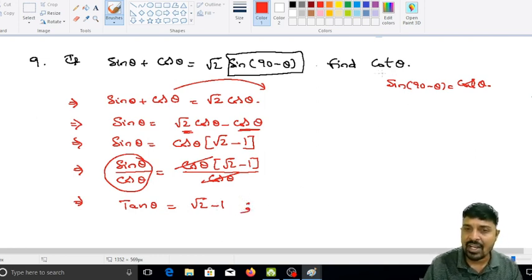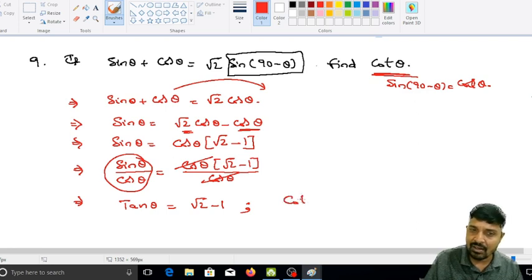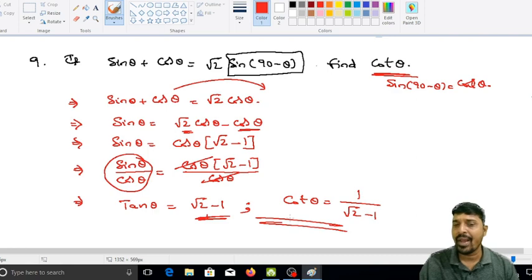In the problem what he has asked is the value of cot theta, which is the reciprocal of tan theta. That's why cot theta is equal to the reciprocal of tan theta. The reciprocal of root 2 minus 1 is 1 by root 2 minus 1, which is the answer. Isn't it easy? I hope you solved it already.